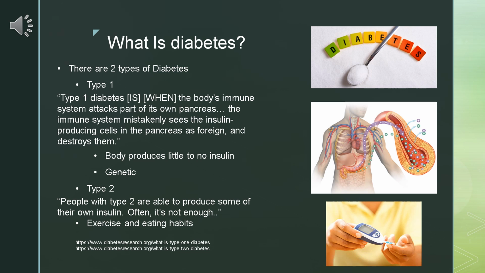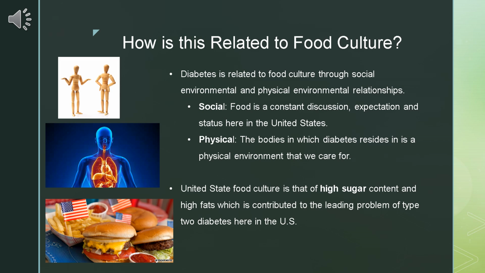Type 2 diabetes often comes up in later years. It's due to eating habits and diets, which we'll see throughout this presentation is more based on the food culture here in the United States. Now knowing a general idea or concept of what diabetes is, how can we relate this to food culture here in the United States? Diabetes has two relationships connected to food culture. This would be social environmental and physical environmental.